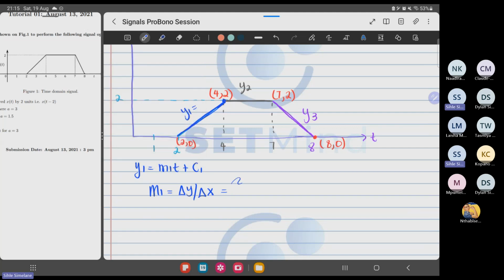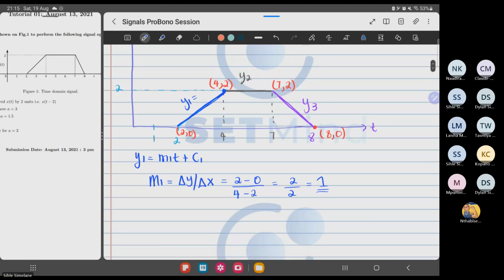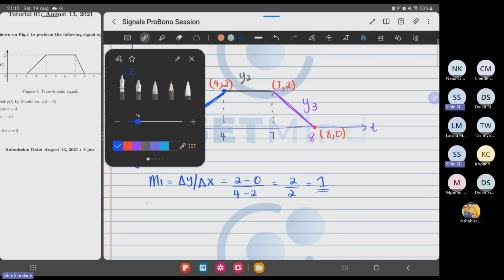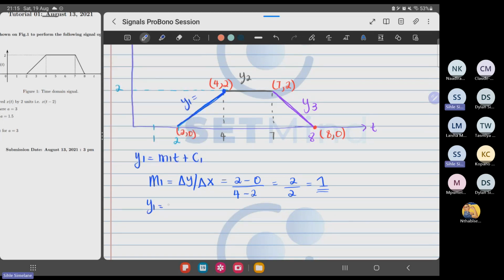And you should remember this: gradient is change in y over change in x. So we have y is 2 minus 0 divided by the x. We have a 4 there, and then at the bottom we have a 2. So this will give us 2 over 2, giving us a gradient of 1. And that is for m1. And then obviously we know that our y1 should be our m1, which is 1 times t plus c1.